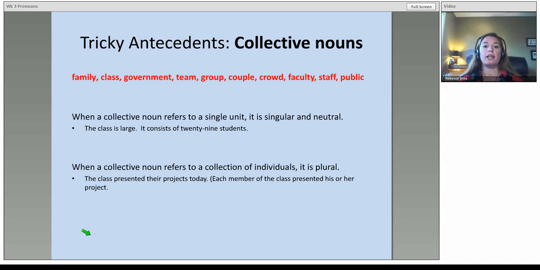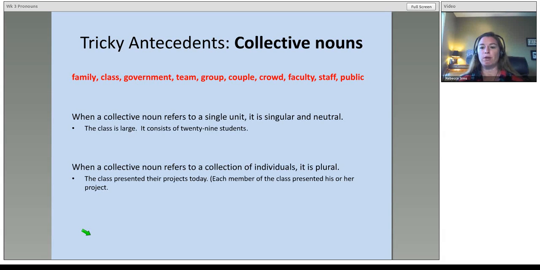When a collective noun refers to a collection of individuals, it's plural. The class presented their projects today. Each member of the class presented his. So when you refer to them as individuals, then it becomes plural. When you're referring to it as a group, it's a single unit. It's very confusing, and that's why we refer to them as tricky.